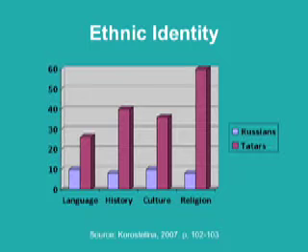It shows she interviewed, I think it was about 500 of each population. And she asked them which of these 4 factors would they rank very important in defining ethnic identity. The numbers correspond to percentages. So for example, for religion, 60% of Tatars said that that was a very important part of defining who they were as an ethnic group, whereas only 8% of Russians felt that way.